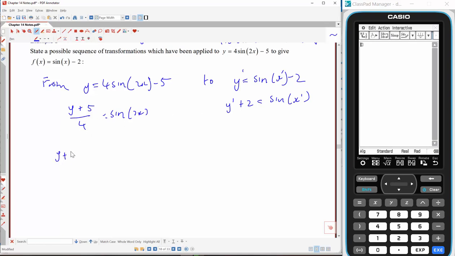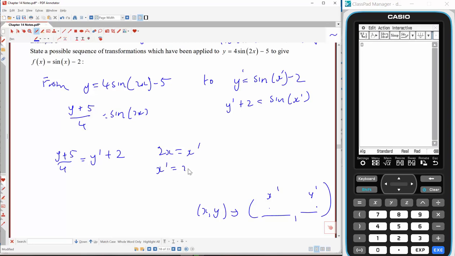So we're going to go (y plus 5) on 4 equals y dash plus 2. And then we've got 2x equals x dash. All right, that was easy enough for the x's. So remember what we're going to do. x comma y maps to x dash, y dash. I need to put x dash there and y dash there. Okay, so let's do the easy one first. x dash is equal to 2x. It's already ready to go, so we're just going to write that as 2x. So we can see that this is going to be a dilation factor 2 from the y-axis.